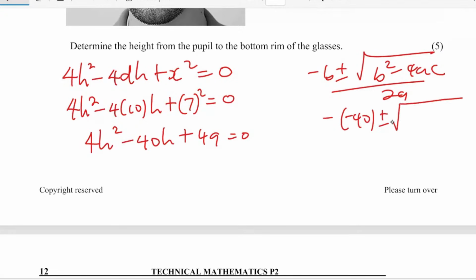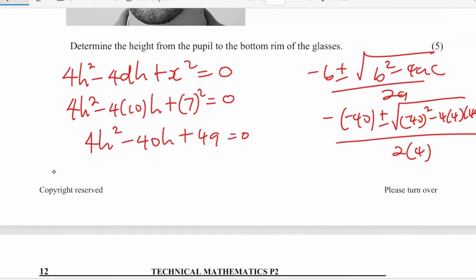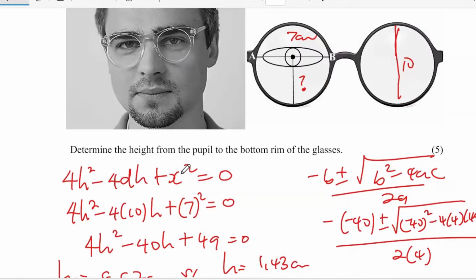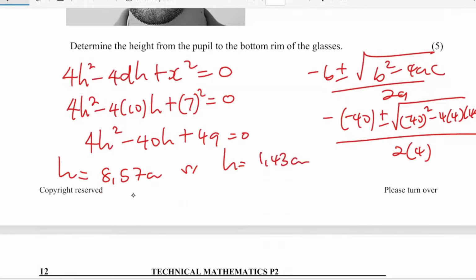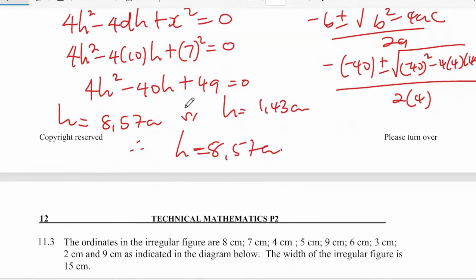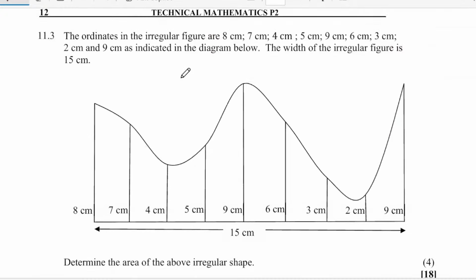So plus minus, this is going to be negative 40 squared minus 4, 4, and 49 divided by 2 and 4. So the first h I'm getting is 8.57, and then the other h is 1.43. Now, the question is asking for the biggest height, which is 8.57. Therefore, h is 8.57.